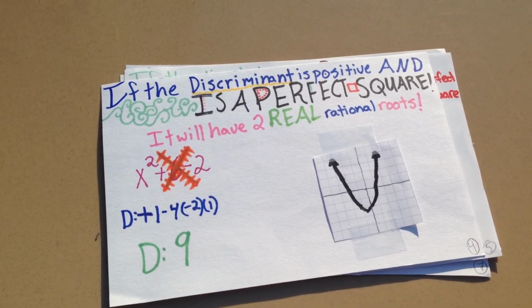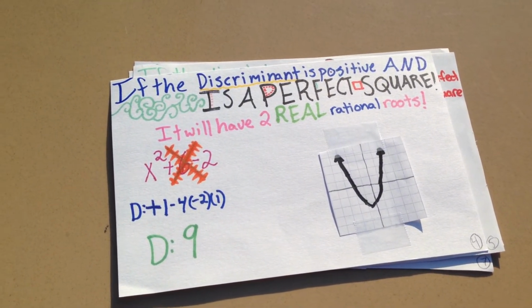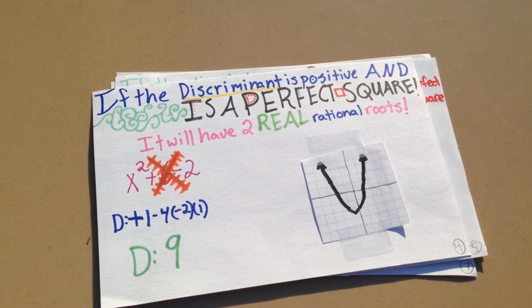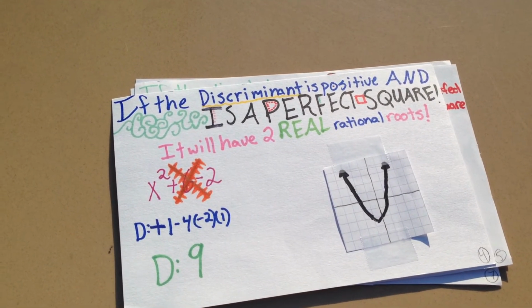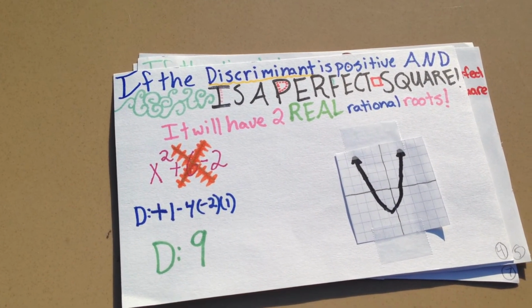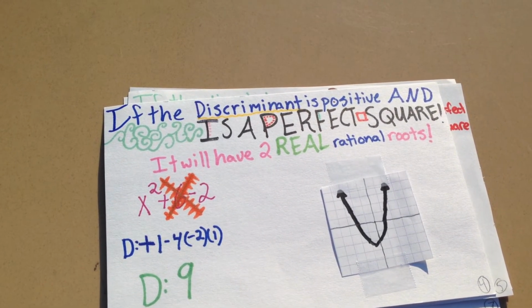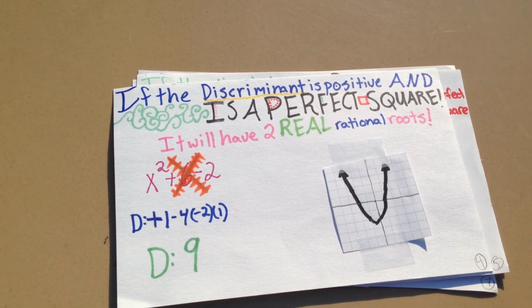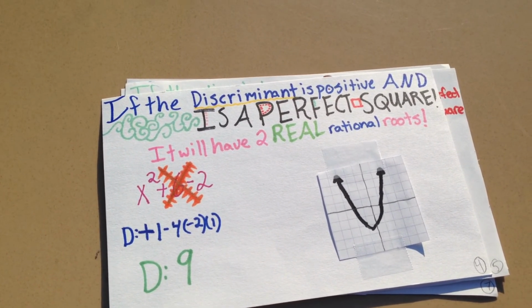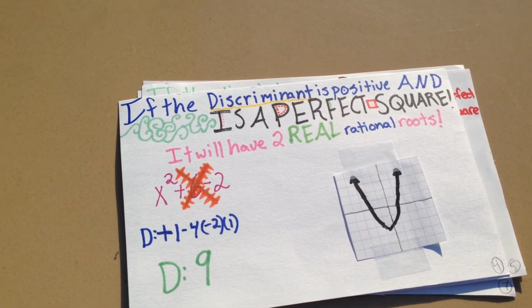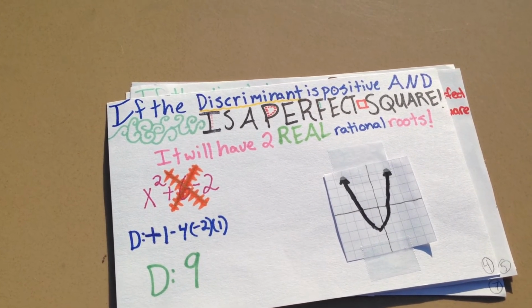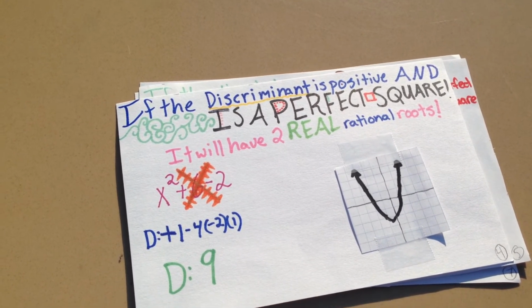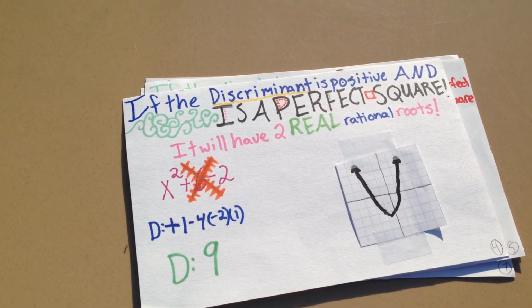The discriminant is positive and it is a perfect square. It will have two real rational roots. This means that the x-intercept will be at a real number such as 1, 3, but not, for example, 1/2. An example of this is x squared plus x minus 2. The discriminant for this is 1 minus 4 times negative 2 times 1. That, in total, makes your discriminant 9, which is a perfect square.